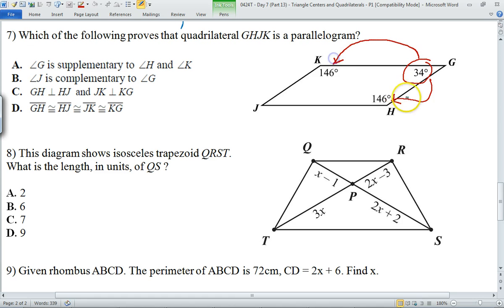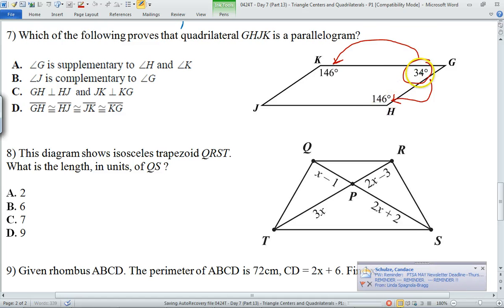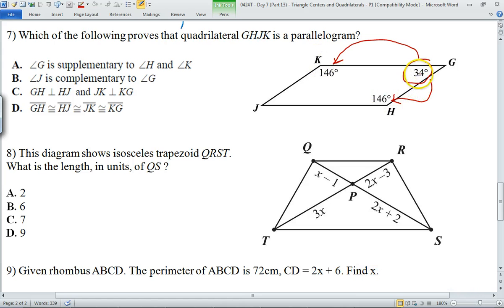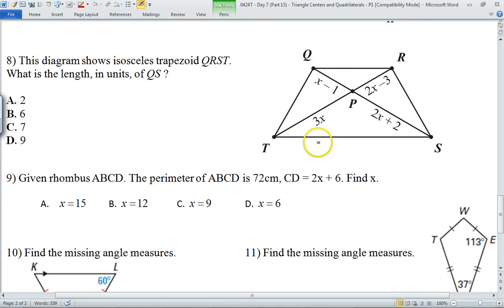180. They told me it adds up to 180. Did you try it? These two, the 34 and the 146, I think they add up to 180. What about, well, obviously it would be the same thing for the other one as well. So if angle G is supplementary to both of the angles that it's next to, then that should prove it's a parallelogram right there. So that's why the answer is A. If you look at the rest of these, they don't prove it's a parallelogram.